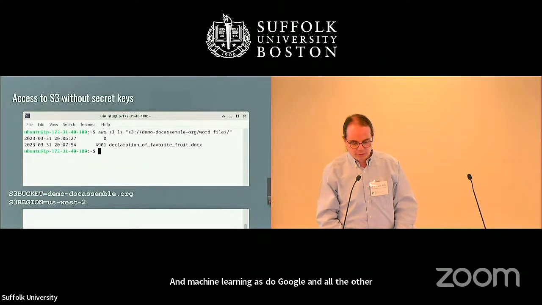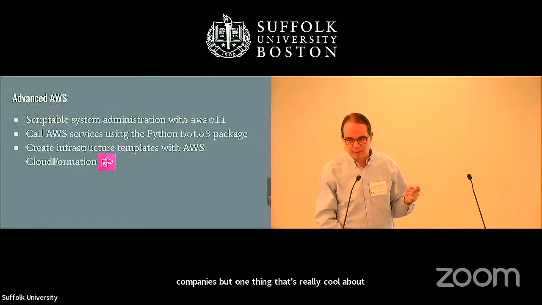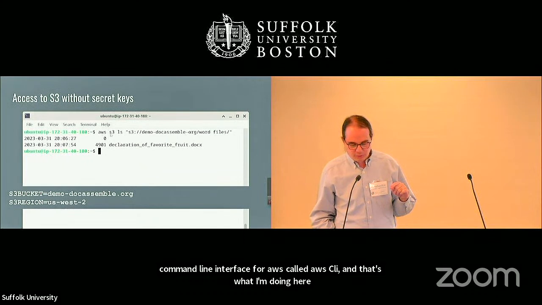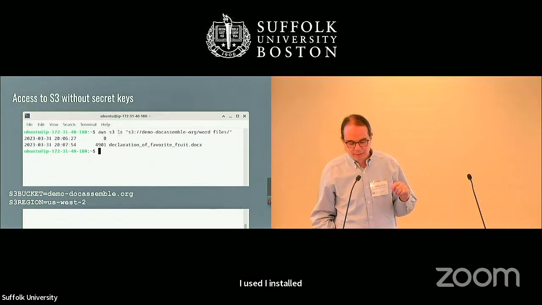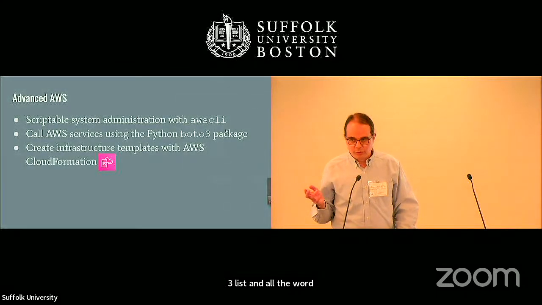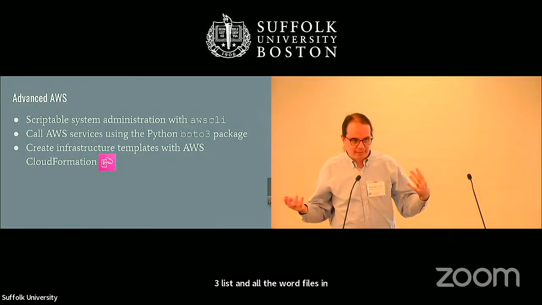But one thing that's really cool about infrastructure in the cloud is that you can use the command line interface for AWS called AWS CLI. And that's what I'm doing here. I installed AWS CLI on this computer, and I did AWS S3 list and all the Word files in that folder. And you can also use Python using the Boto3 package to do anything that AWS can do.